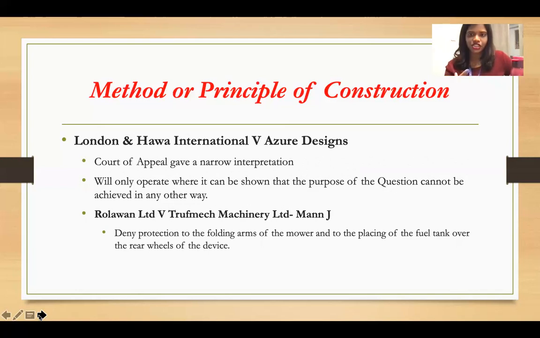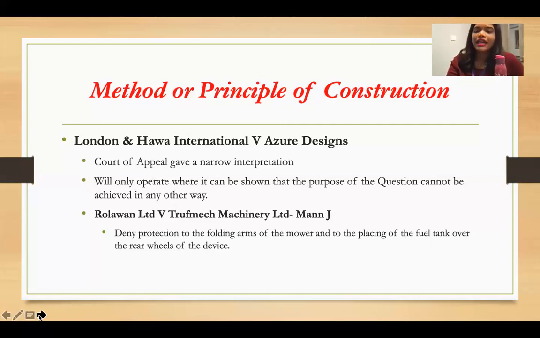what is important is the question you ask yourself. You don't ask yourself how they achieve this. Don't ask yourself how they came out with this. How they did this is not the question. The question that you ask under method of construction or under design right is the appearance.